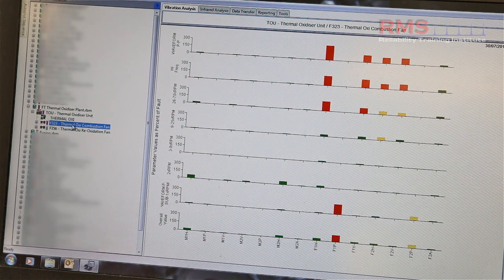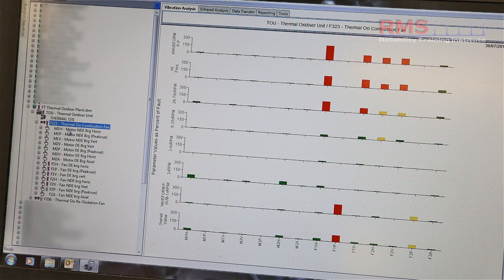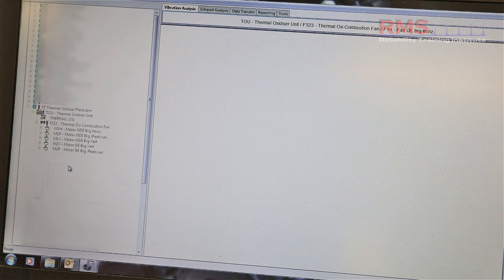So next thing is let's drill down, and here we've got the measurement points of the machine, and I'm going to dive in to the fan drive end. So let's have a look at that.